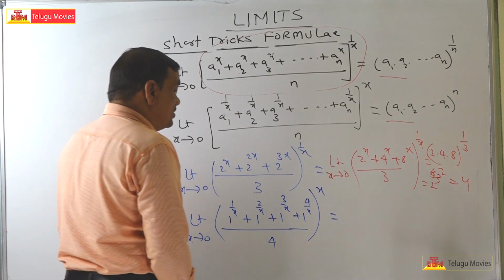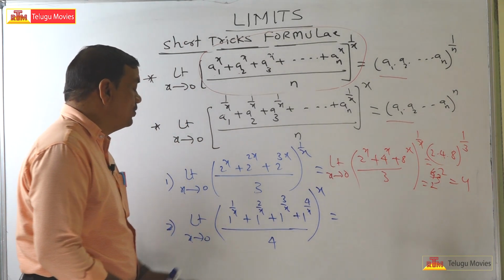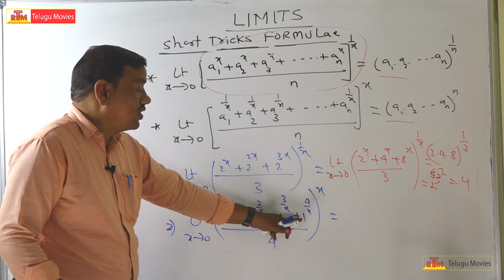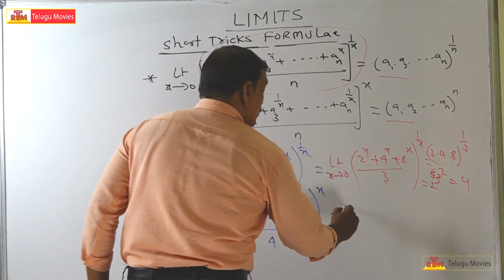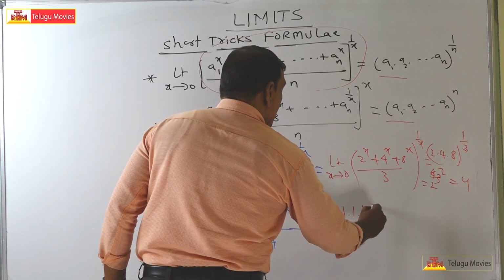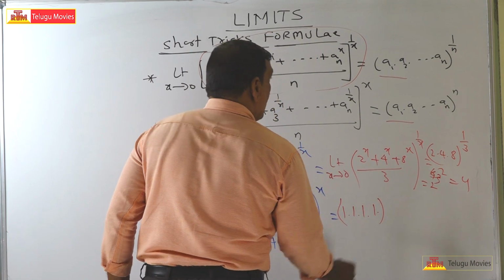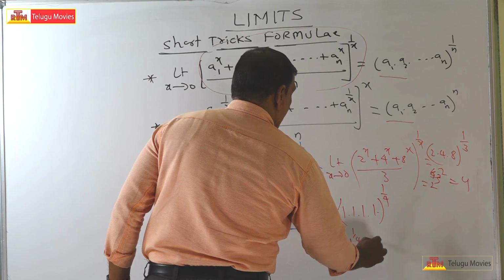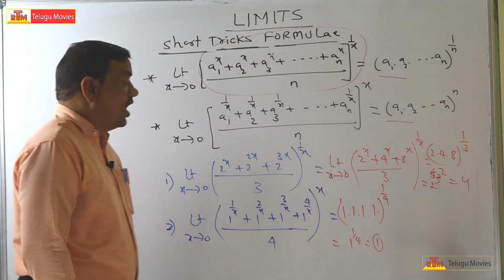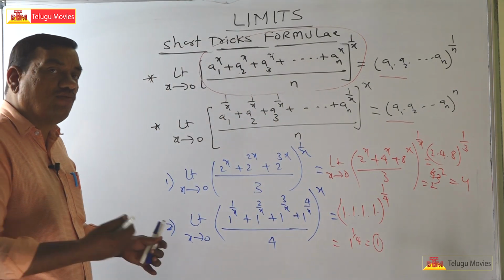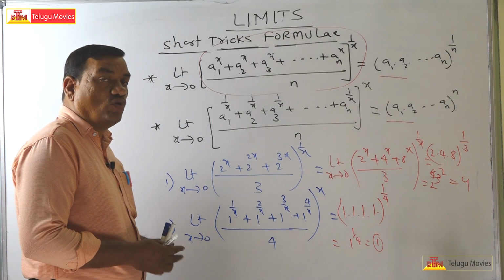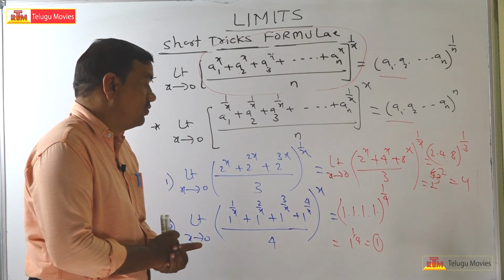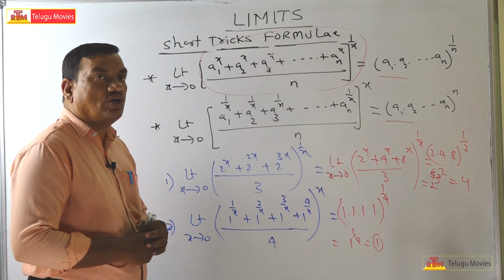So how will we do this? 1 power 1, 1 square, 1 cube, 1 power 4, that is equal to 1 into 1 into 1 into 1 whole to the power of 1 by 4, that is equal to 1 power 1 by 4. 1 is your answer. Of course, the fourth root of 1 has 4 solutions, but out of that one solution is 1. Okay, so these are the short trick formulas.